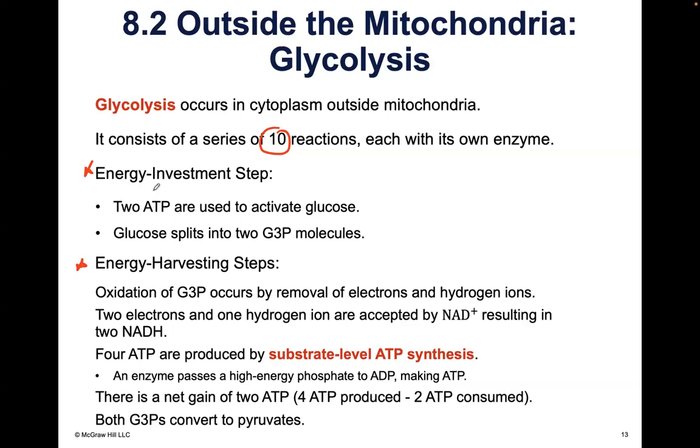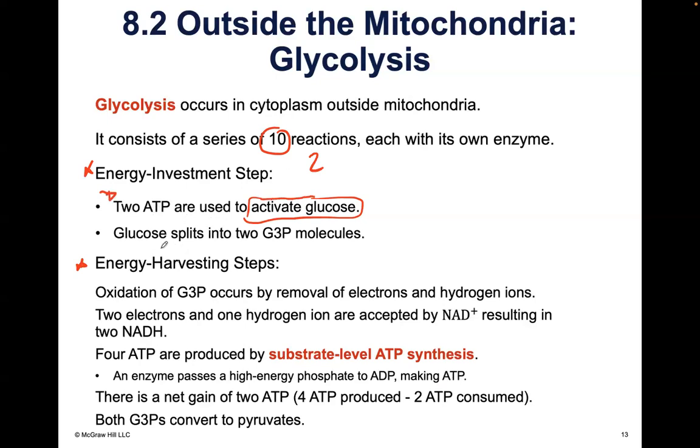We have 2 ATPs in the beginning, as I mentioned to you, that are being used to activate glucose. Like I mentioned in the previous classes, every metabolic reaction would not happen by itself, and the reason is to control the amount of it you have in the system. So energy is needed to activate the breaking down of glucose. In this case, 2 ATPs are being used.